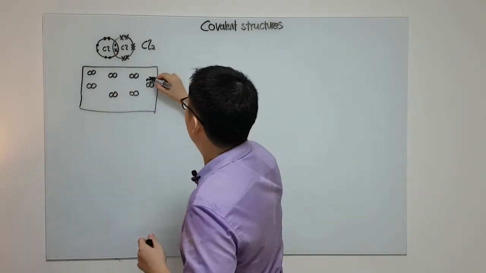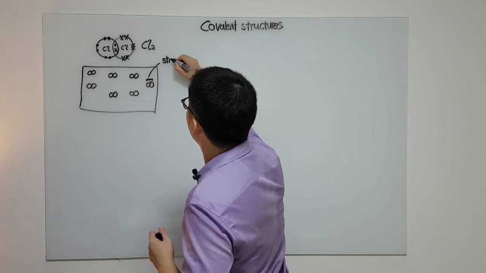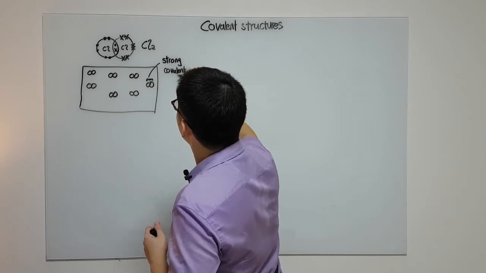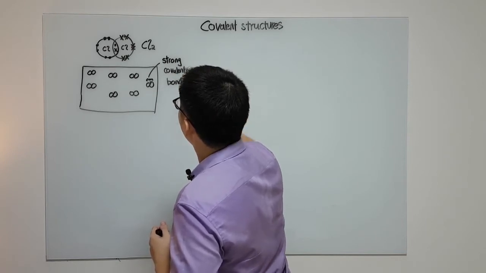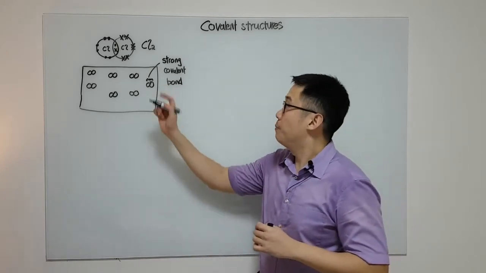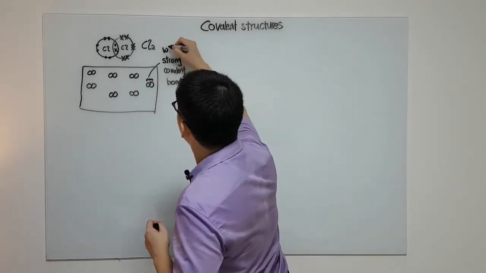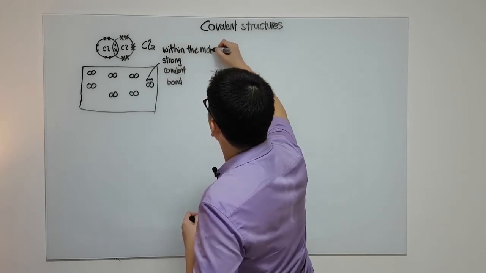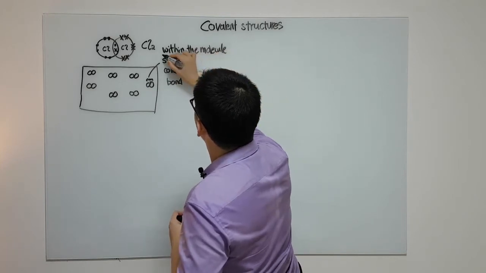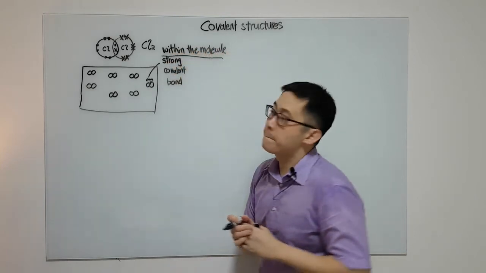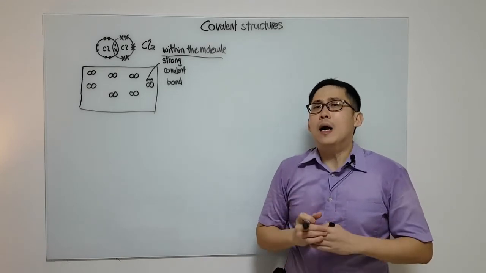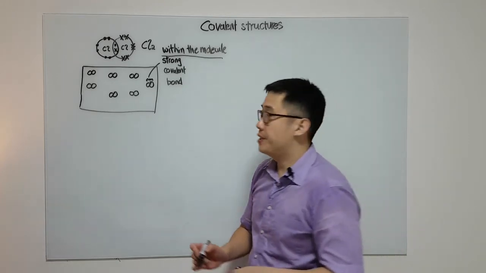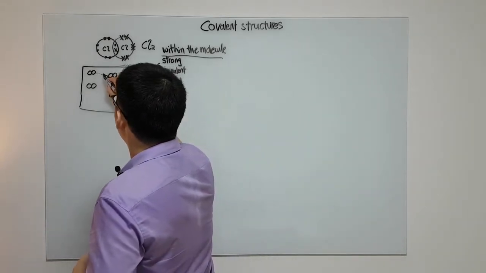This is what we call the strong covalent bonds. And this covalent bond occurs within the molecule. Now, how about the forces that exist between the molecules, as represented by these dotted lines that I am actually drawing?